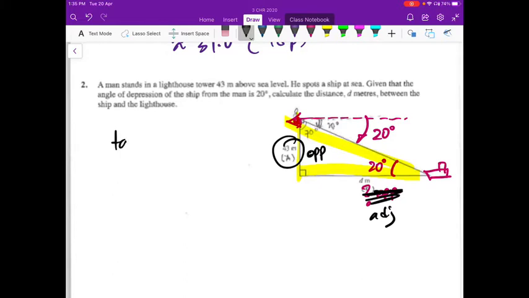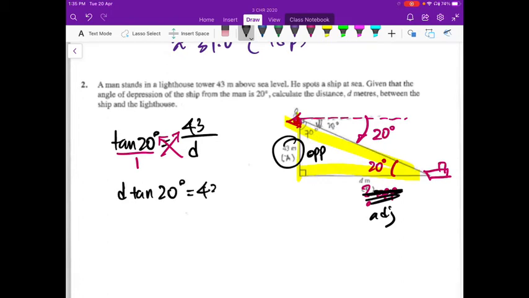Now tangent 20 degrees will be opposite, which is 43 meters over d meters. It's not dm, it's d meters. Over d the distance. So to find the value of d, tangent 20 over 1 multiply d, tangent 20 d equals 43. D equals 43 over tangent 20 degrees. Yep, 118.141.